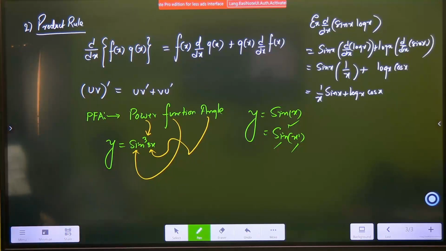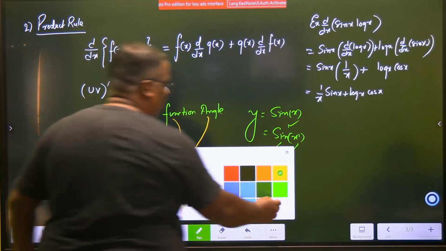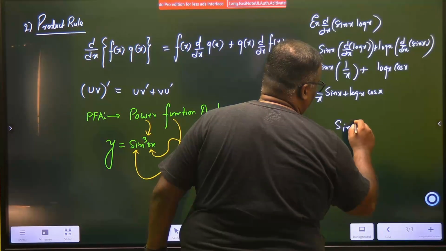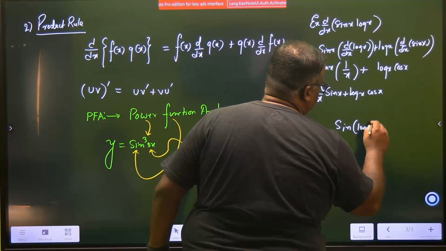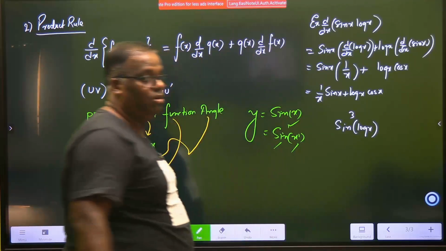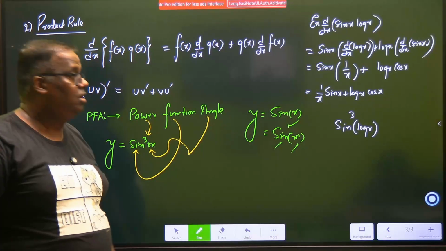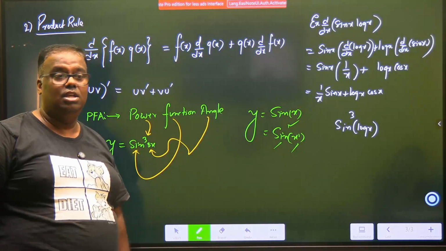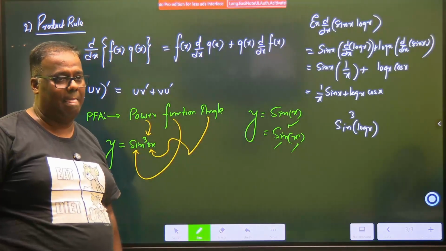Let's make it more complicated. Sine of log x, whole cube. Now tell me what is the power. The power is 3. The function is a sinusoidal function. The angle is log x.